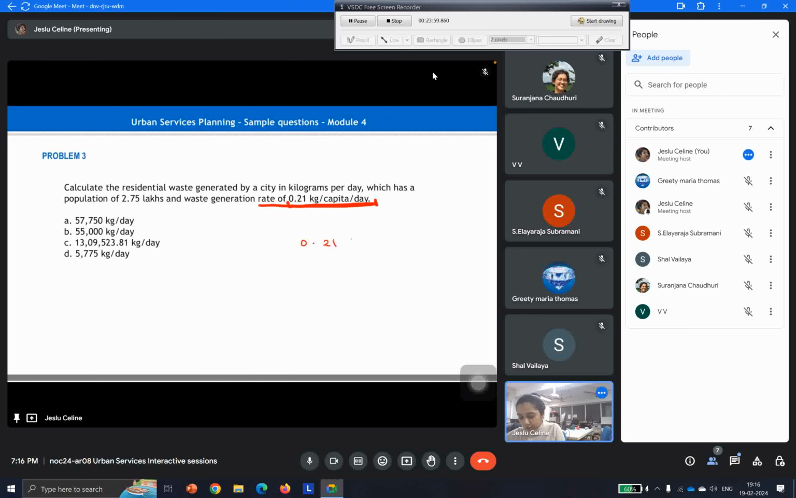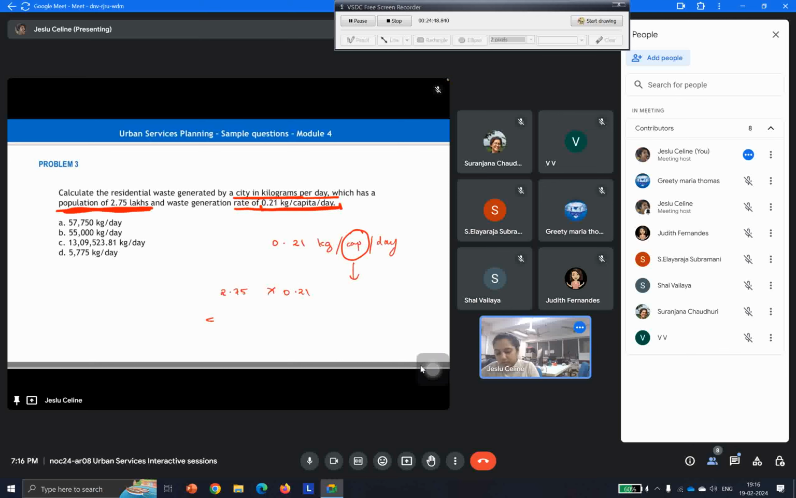So the answer would be 2.75 lakhs, and I'm just leaving it as 2.75 itself, into 0.21 per capita per day. So what does this work out to? Can someone quickly do the calculation? 57750. Yeah, very good. So it's 57750.